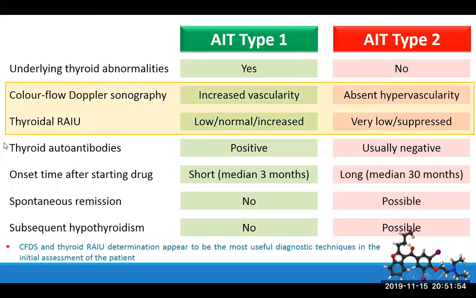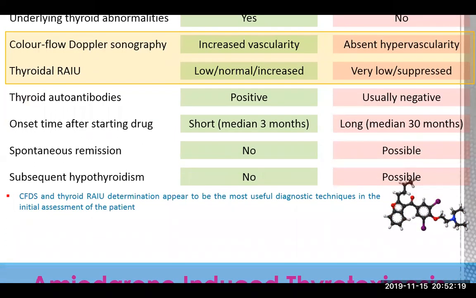And of course, color flow Doppler sonography and thyroid radioactive iodine uptake are the two most useful modalities to differentiate between type 1 and type 2. So in any exam, in any question asked about which test to do, color flow Doppler sonography and thyroid radioactive iodine uptake are the two most important modalities to differentiate between type 1 and type 2.